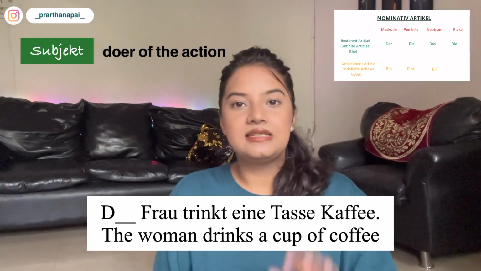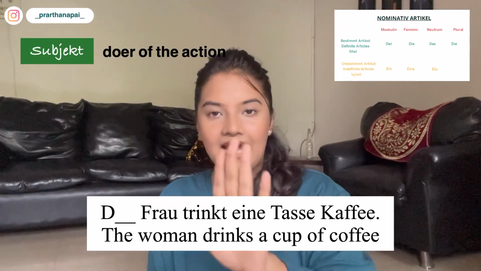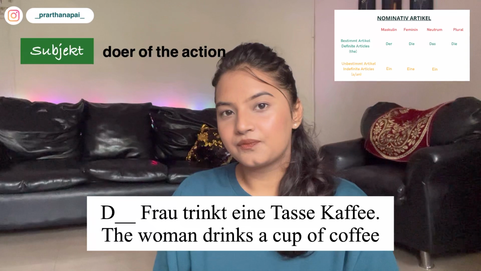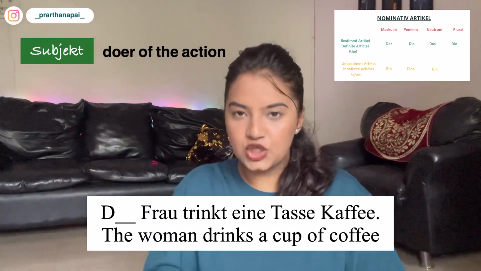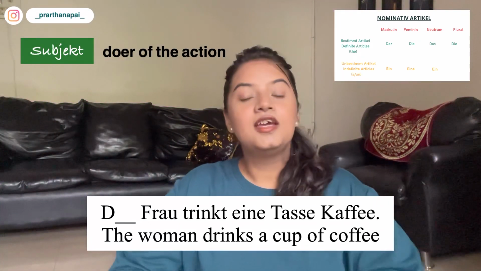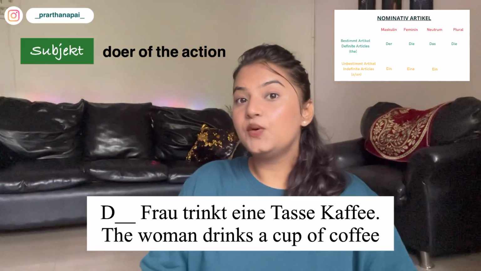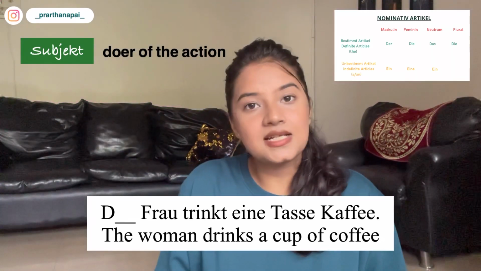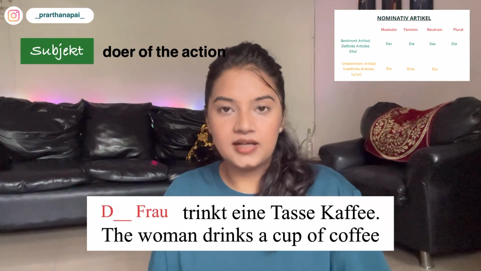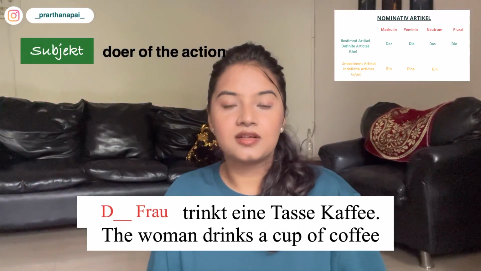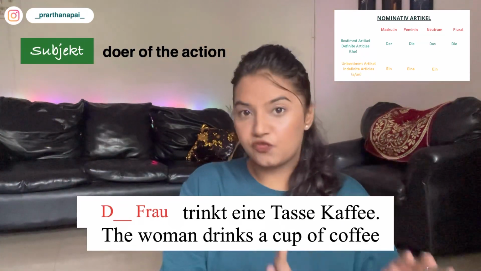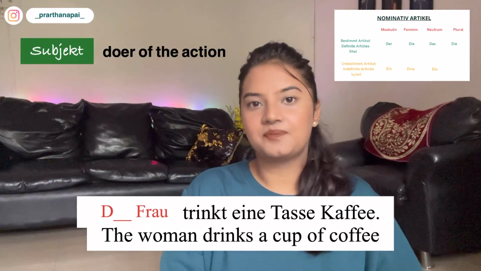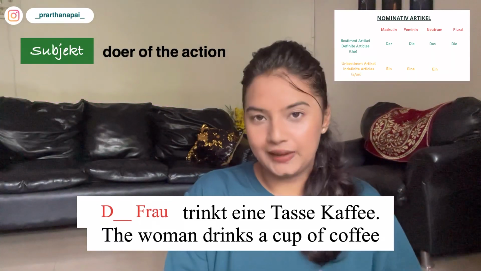Now focus. Die Frau trinkt eine Tasse Kaffee. Tell me what's the action over here? Trinkt, correct? She is drinking. Drinking is the action. Now tell me who is the doer of the action. Who is doing the action? Wer macht Aktion in diesem Satz? Frau, correct? Frau is the one doing the action. And that's why die Frau is your nominative part of the sentence. Doer of the action, nominative.